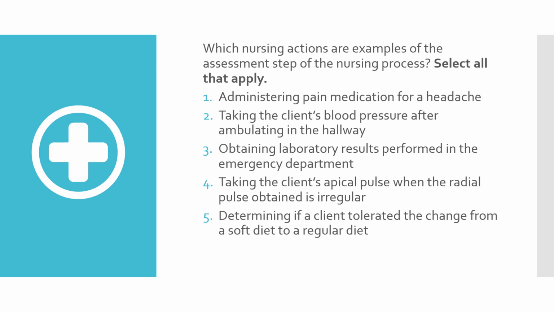Which nursing actions are examples of the assessment step of the nursing process? Select all that apply. Number 1. Administering pain medications for a headache. Number 2. Taking the client's blood pressure after ambulating in the hallway. Number 3. Obtaining laboratory results performed in the emergency department. Number 4. Taking the client's apical pulse when the radial pulse obtained is irregular. Number 5. Determining if a client tolerated the change from a soft diet to a regular diet.